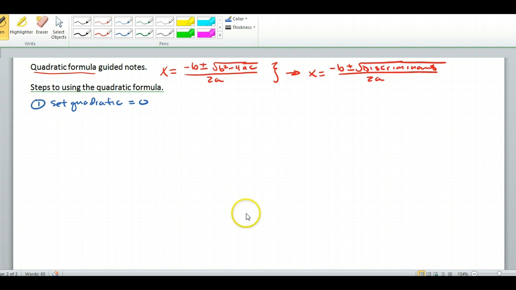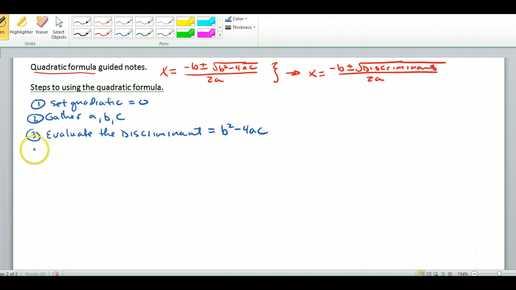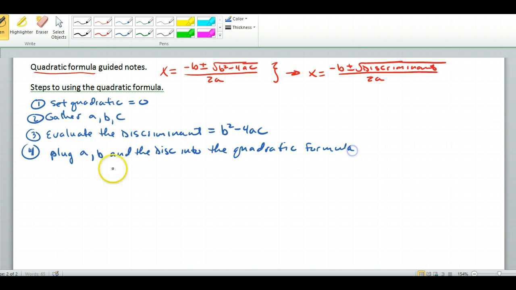Now, once we set this equal to 0, what we're basically going to do is gather your A, B, and C. Then we're going to use A, B, and C to evaluate the discriminant. And remember, that is the b squared minus 4ac. Once we evaluate that, then we're going to plug A, B, and the discriminant into the quadratic formula.